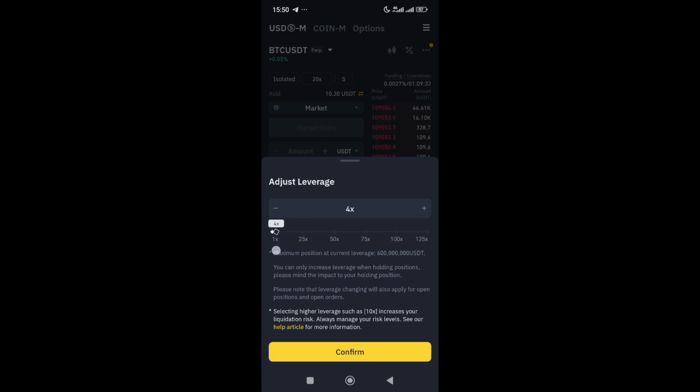If you want to increase it to any leverage, you can just slide this arrow. On Binance we have 125 as the highest. Other exchanges have their own highest leverage. So this is it on Binance.